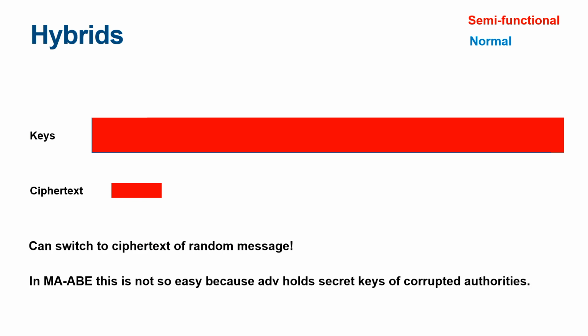But in MAABE, this doesn't work. Why? Because the adversary might hold master secret keys for some authorities, and it can generate secret keys by himself. And you cannot change the secret keys that the adversary generates on his own, right? So the MAABE setting is much more complicated, and the dual system framework, at least in the most general sense, cannot be applied.